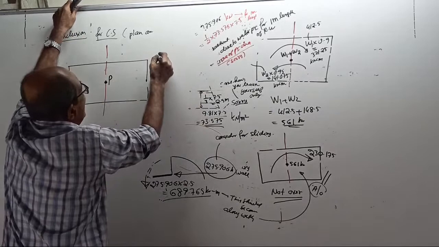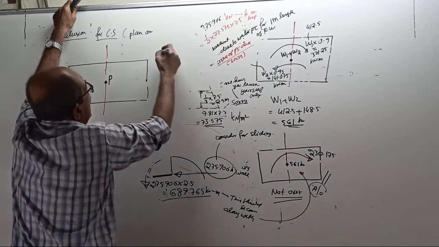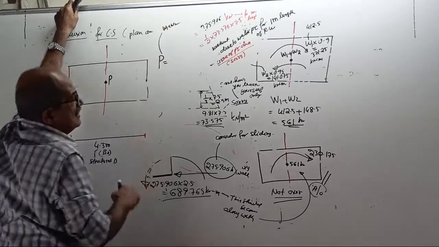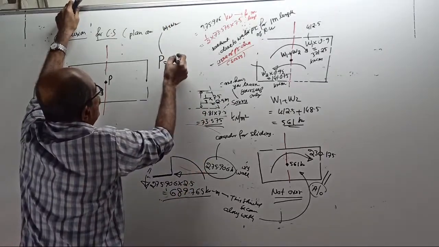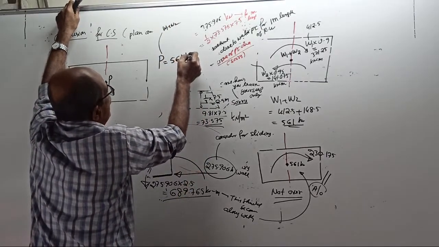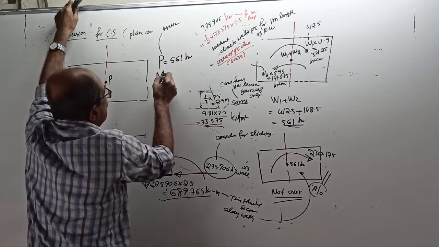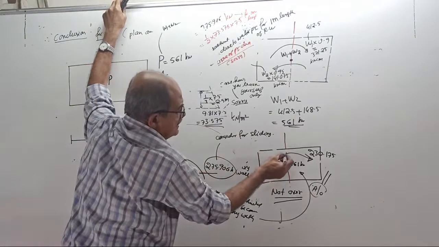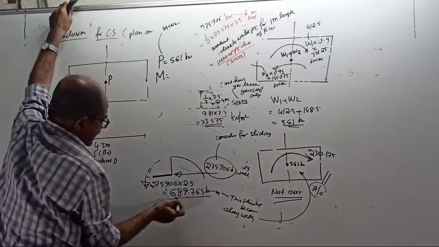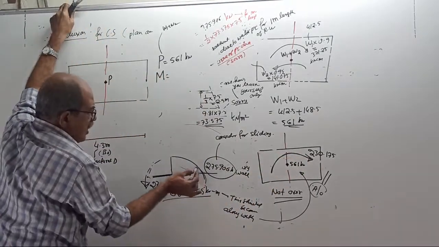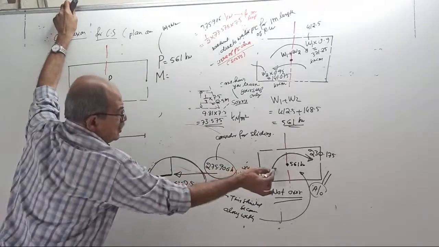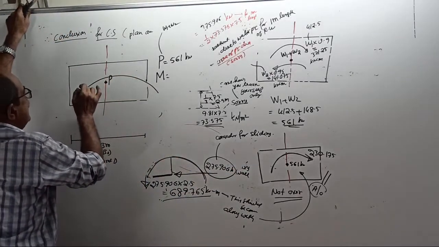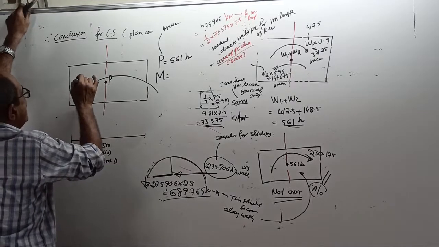Tell me the P value. That P value is nothing but your W1 plus W2. Answer, 561 kilonewton. And there is a net moment, 230.175 this way and 689.765 this way. You combine these two into a single moment M. Tell the answer.